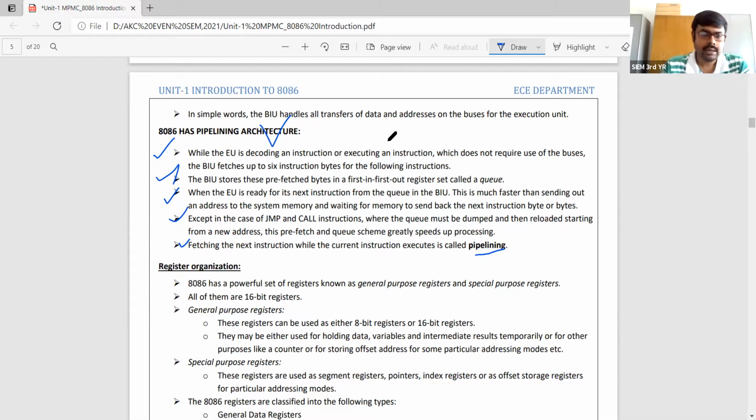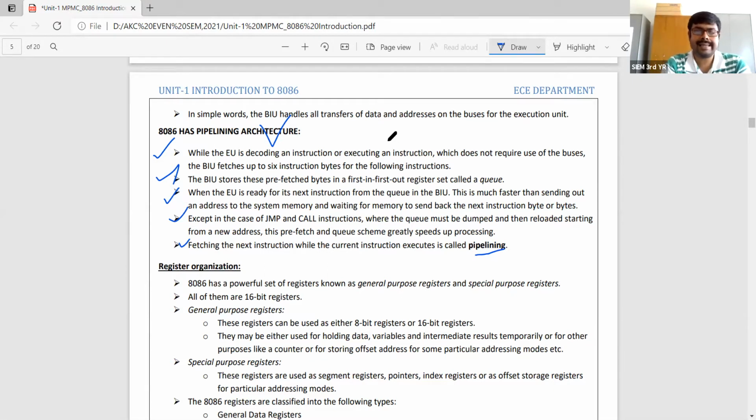There is no need to waste time, and no requirement to access the main memory data. Next one, except in the case of the JMP and the call, two different instructions that are exception cases, the queue must be dumped and reloaded starting from a new address. This prefetch and queue scheme greatly speeds up processing, so the processing speed will increase.